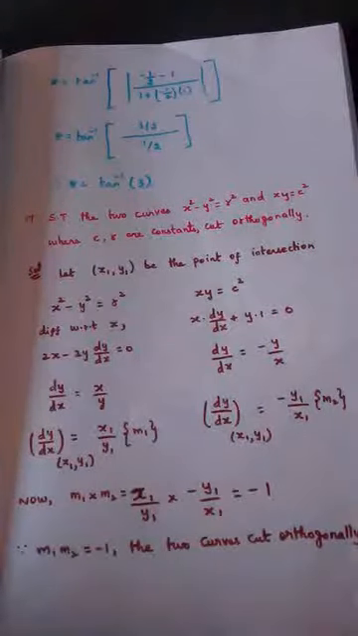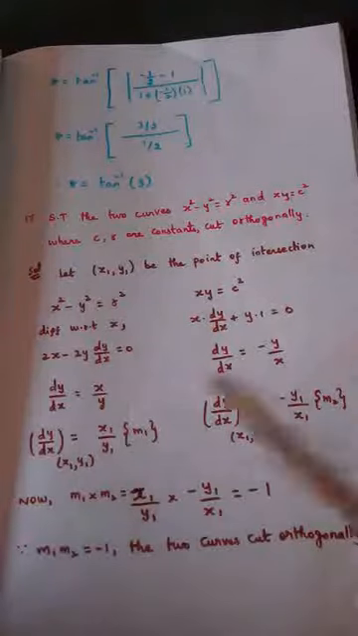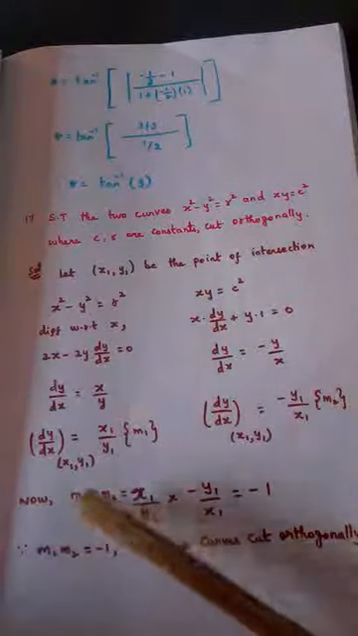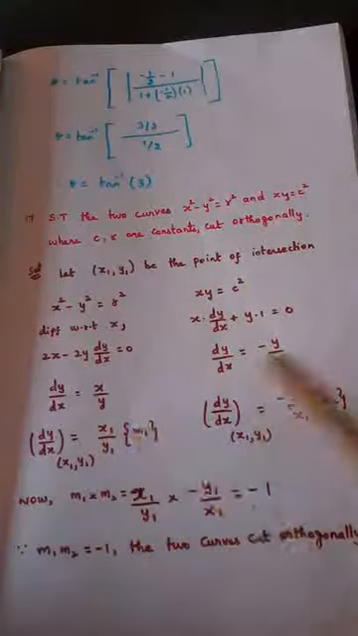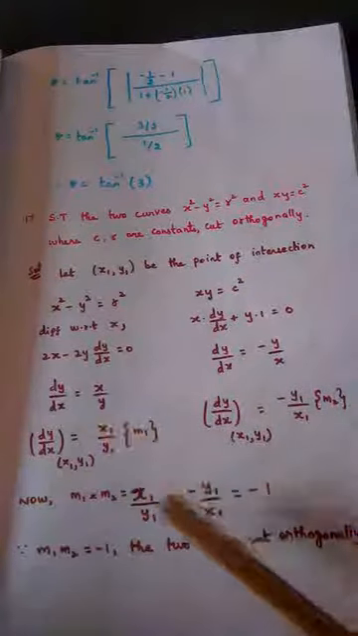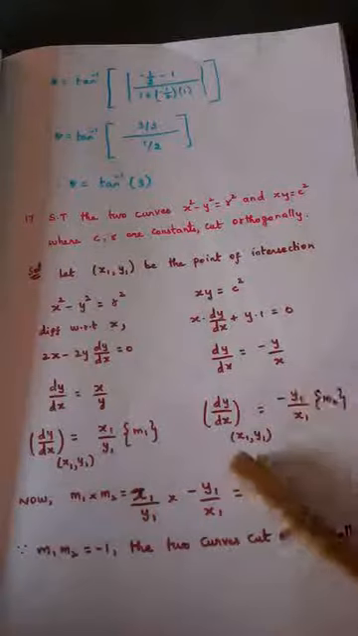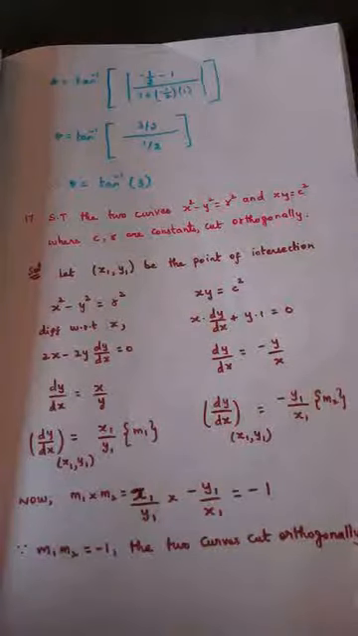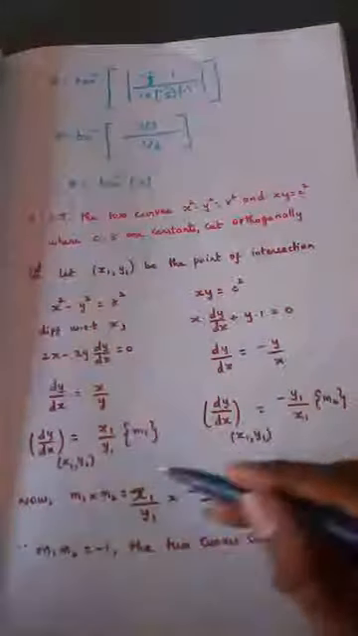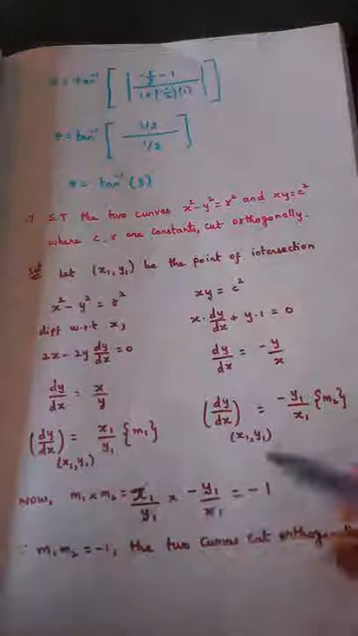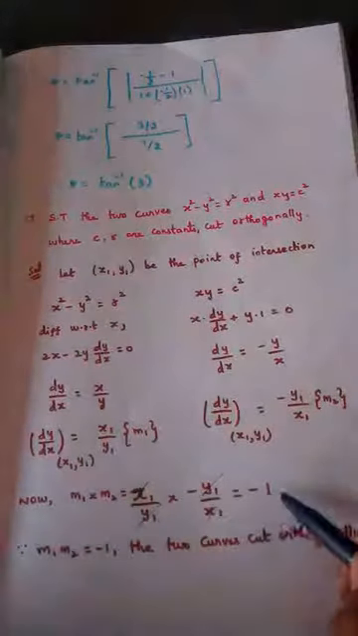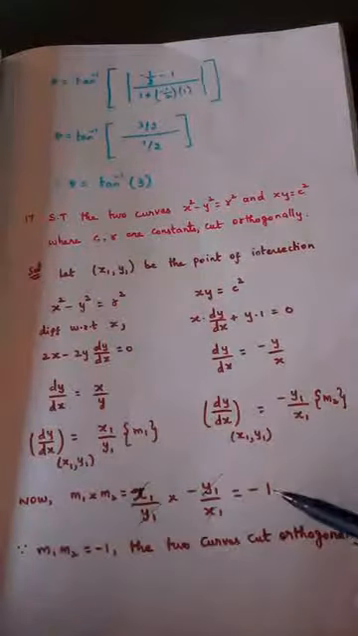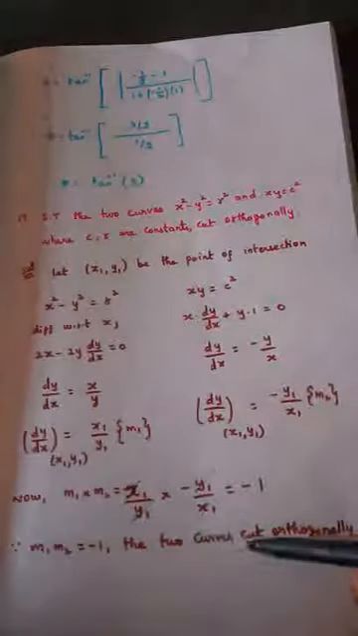This is called m2. Now after finding m1 and m2, instead of going to the formula to calculate the angle, we can just multiply m1 and m2. I am multiplying the two slopes. m1 is x1 by y1, into m2, whose value is minus y1 by x1. If I simplify, x1 and x1 get cancelled, y1 and y1 get cancelled. What remains is minus 1. Since m1 into m2 equals minus 1, what is the meaning of that? Therefore, the two curves cut orthogonally.